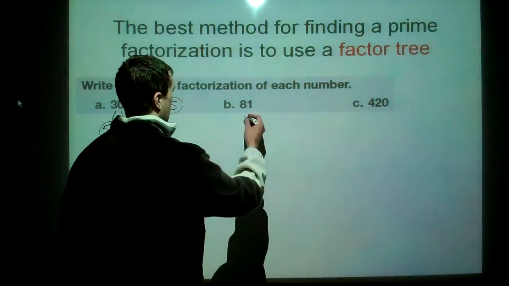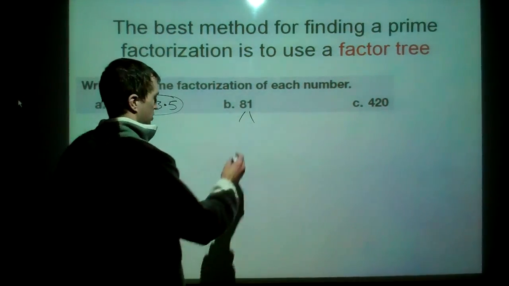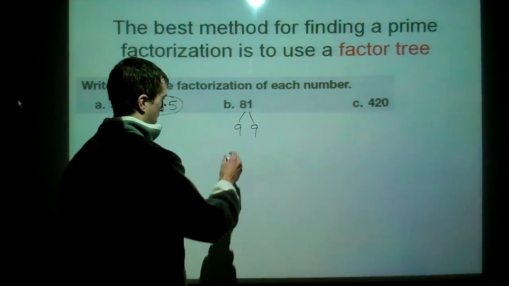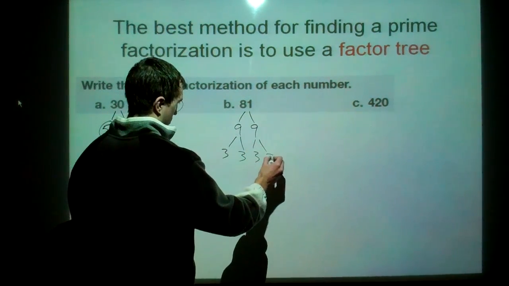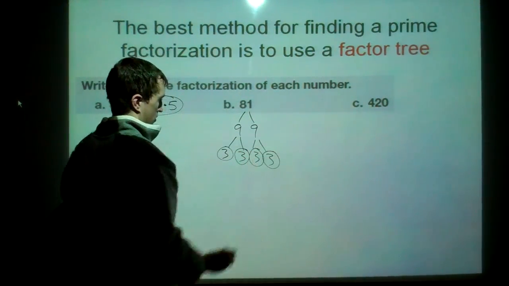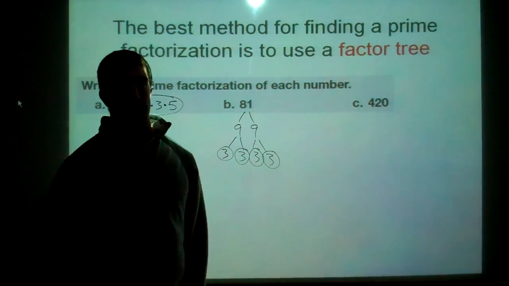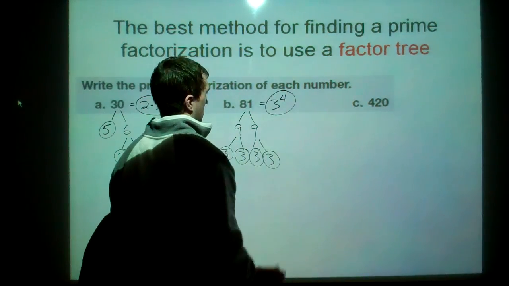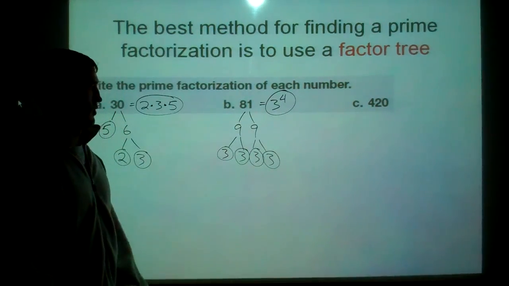Let's look at 81. 81 is actually a perfect square number, so we know 9 times 9 is 81. 9 and 9 are not prime, but they can be broken down into 3 and 3, 3 and 3. And 3's are primes, so I'll circle all those. Looks like that's an easy one. We've got 3 times 3 times 3 times 3, so we're going to write that as 3 to the 4th power. Remember that 3 to the 4th power means you're multiplying four 3's all together. That would give you 81.